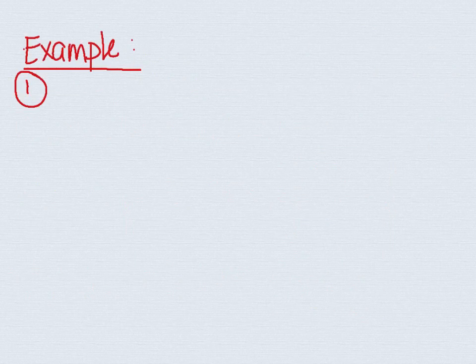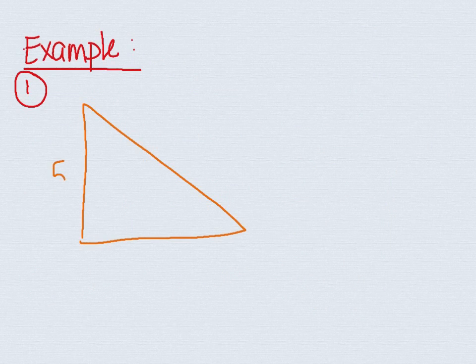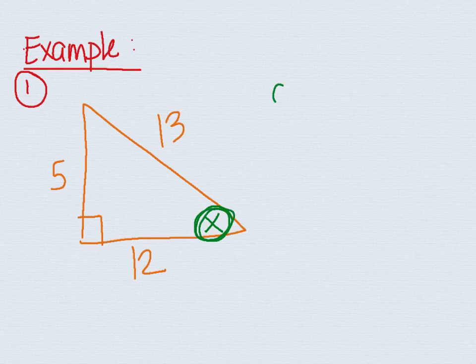So the first example, we're going to draw a triangle here, and I'm going to label the sides as 5, 12, and 13. Here's my right angle. And so, like I said, whenever you're talking about the trig functions, it has to be in relationship to an angle. So I'm going to put this angle down here at the bottom as angle x. So what I do whenever I know what angle I'm talking about, I always circle it as my point of reference. So we are going to find the cosine of x, the sine of x, and the tangent of x.